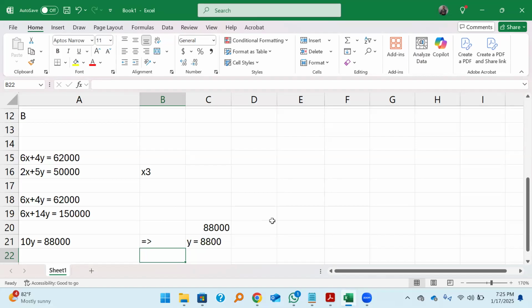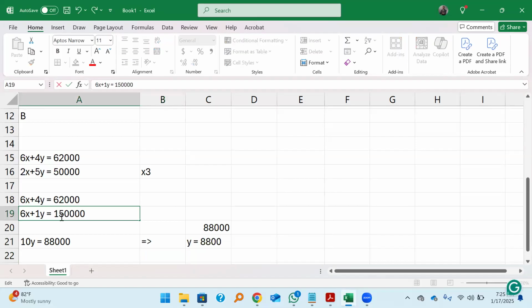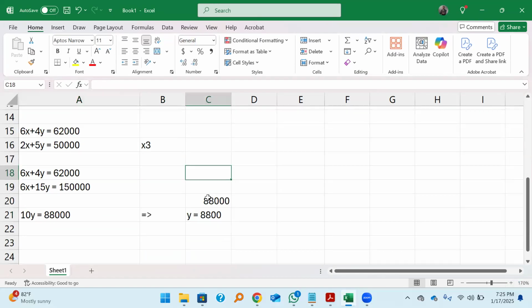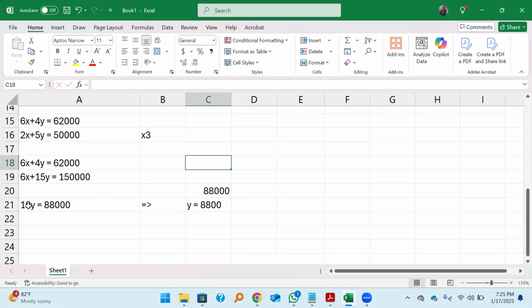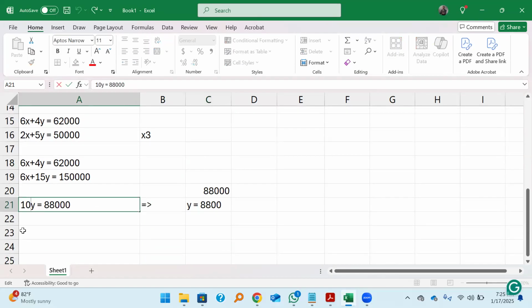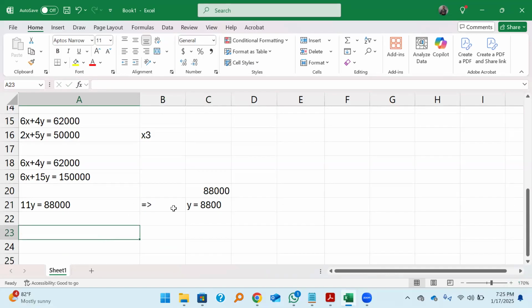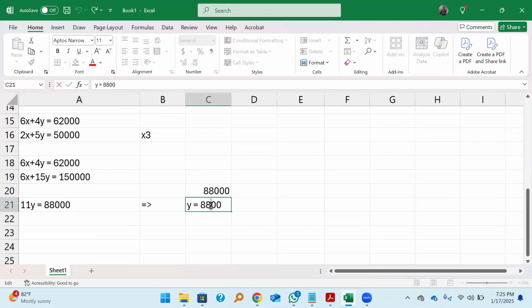I think if you multiply, this is 15, not 14, I must have put a 4 accidentally. So this is 15y. So when you subtract, this becomes 11y, not 10. So when you divide 88,000 by 11, you get actually 8,000. So that means that the answer that you're looking for here is 8,000.